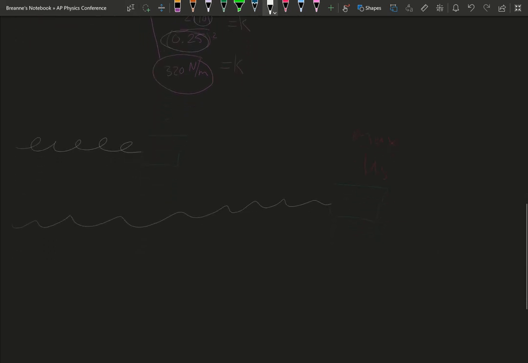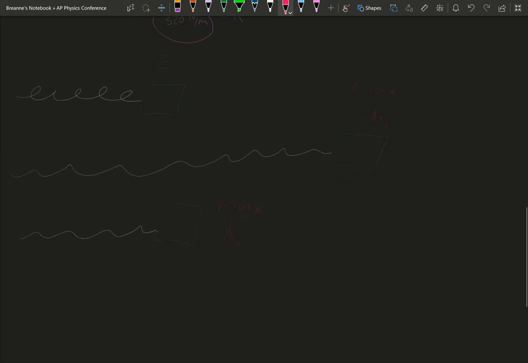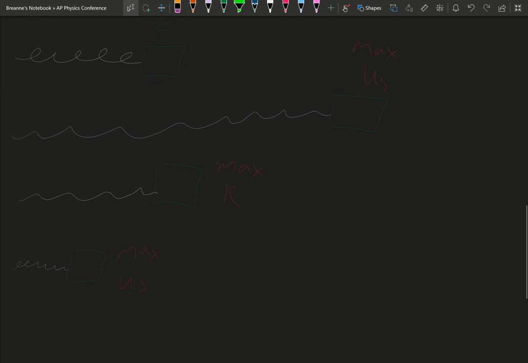And as it moves and gets back to equilibrium, this is going to be max kinetic. It moves the fastest at equilibrium, because there's no force on it. It's able just to go. There's nothing counteracting it. But then when it starts to squish, again, it goes to max spring potential because now it's squishing it. And then it goes back up to stretching. So it goes back and forth.